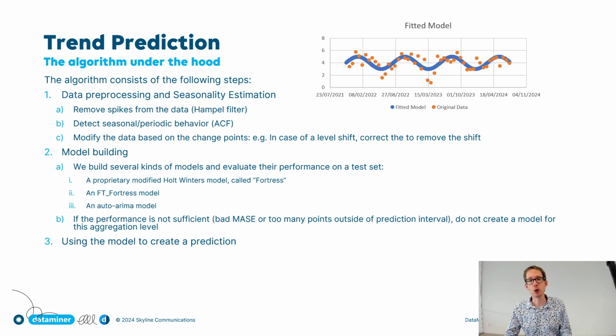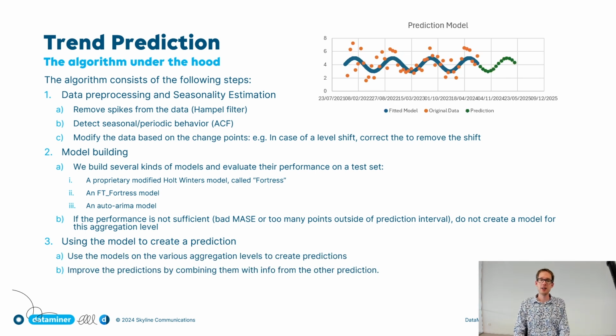As the final step then, we're going to use the model to create a prediction. That means that on every aggregation level, the real-time level, the 5-minute, the hour, and the daily level, we're going to have models, and each of them will create its own prediction. This gives us 4 predictions that partly overlap in time. Indeed, the 5-minute prediction overlaps with the hourly prediction partly. So using these 4 predictions, we're going to use information from all the different predictions to improve every single prediction slightly. And that, in a nutshell, is how the trend prediction algorithm in Dataminr works.